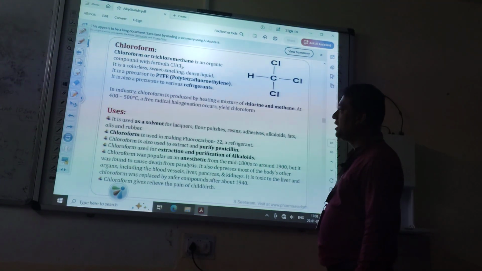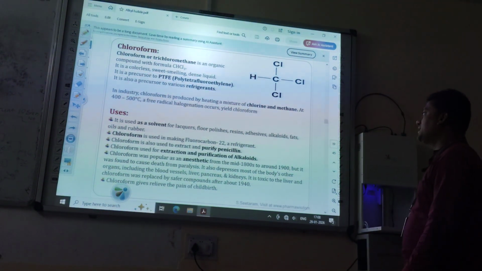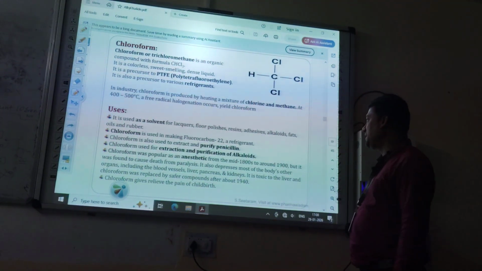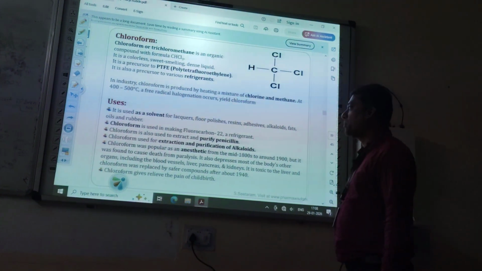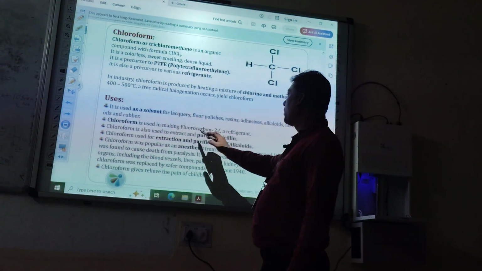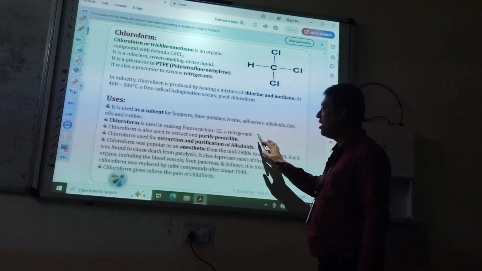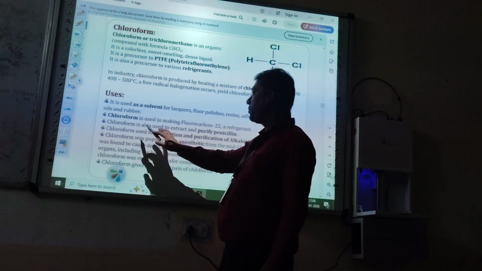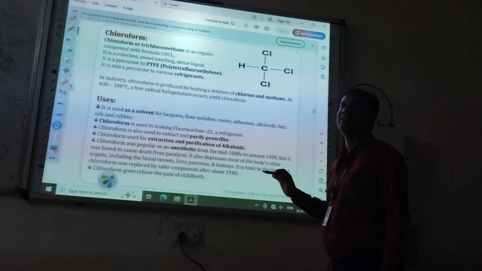And what are the uses? It is a solvent for liqueurs, floor polishes, resins, adhesives, alkaloids, fats, oil and rubber. Chloroform is used in making fluorocarbon 22, a refrigerant. It is also a refrigerant. Chloroform is also used to extract and purify penicillin.